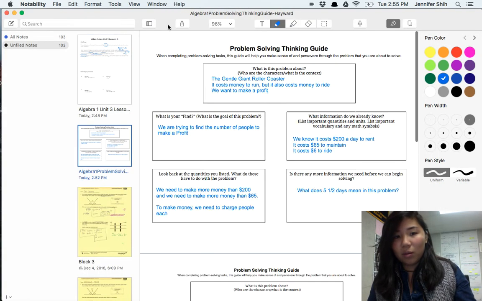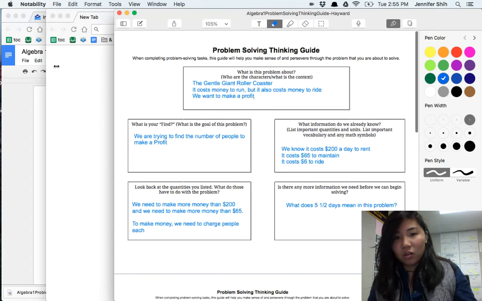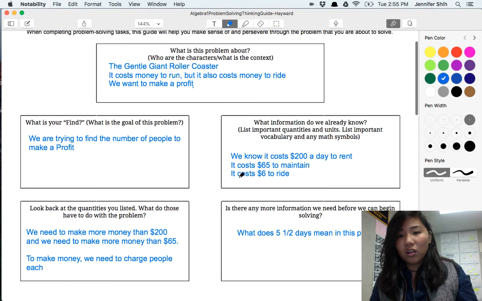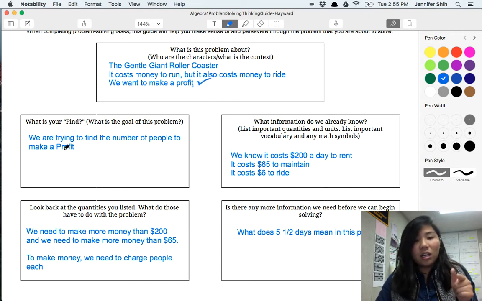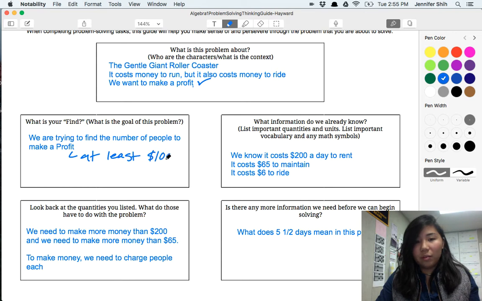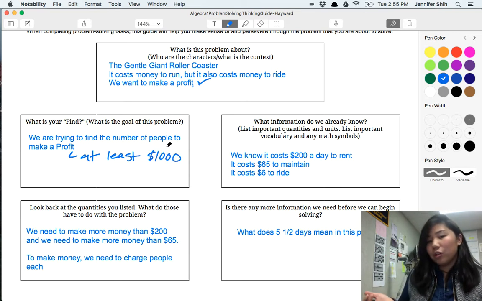So that yellow piece of paper, this is not yellow on my screen, but it is what the paper is. So here's an example of what I wrote. You can compare it to what you wrote. I talked about the context of the problem, the name of the roller coaster, that it costs money to run, but also costs money to ride the roller coaster, and we want to make a profit. In the find, we're trying to find the number of people to make a profit, and the profit has to be at least $1,000. Okay, so what information do we already know?